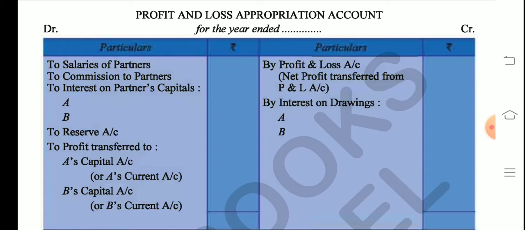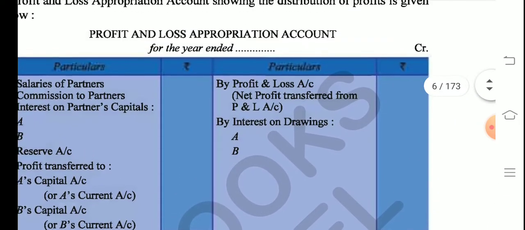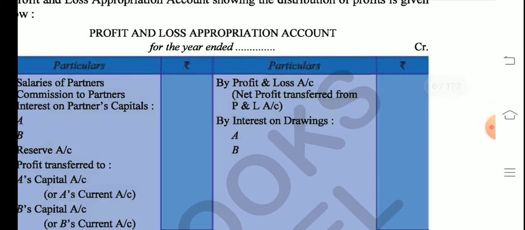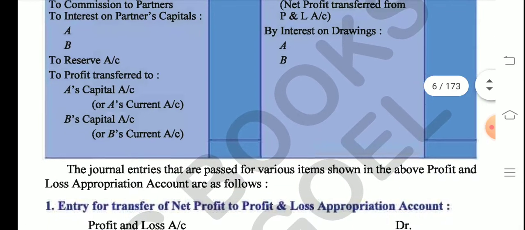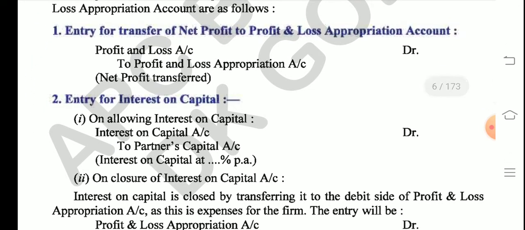See, whatever is written on the debit side will actually go to the credit side, and we'll debit the profit and loss appropriation account. So just look at this. Whenever there is net profit or net loss to be written, how are we going to pass the journal entry? We'll just see at the credit side it's written 'by profit and loss account', so the 'by' will become debit and the name of the account will go to the credit side. So it's written here. All these entries are drawn on the basis of the ledger.